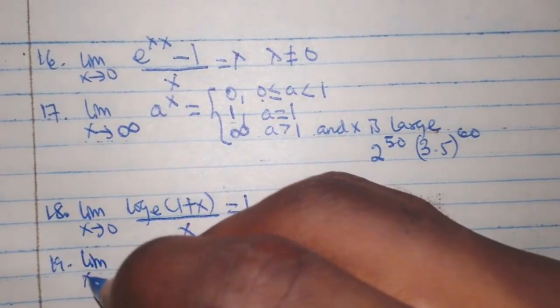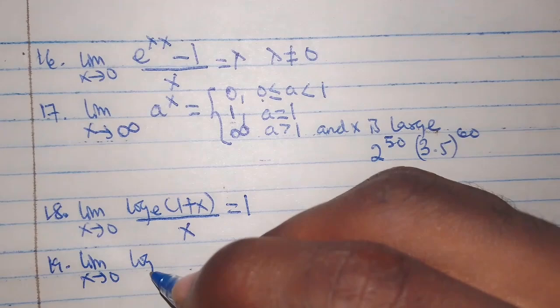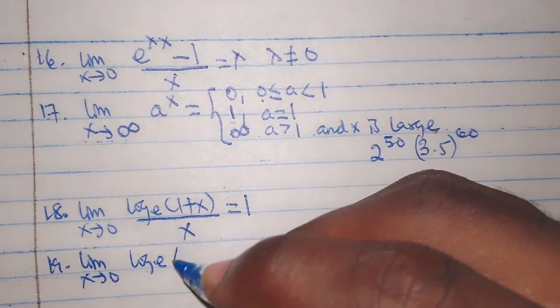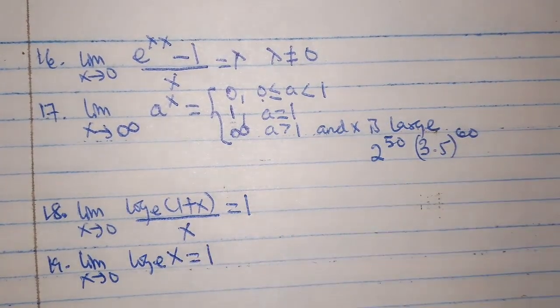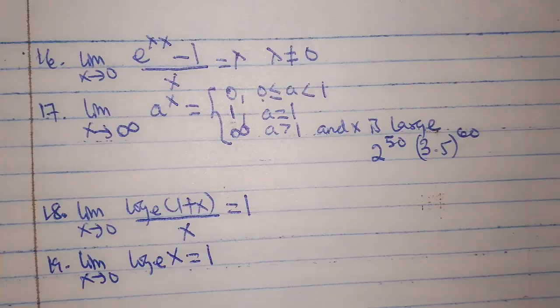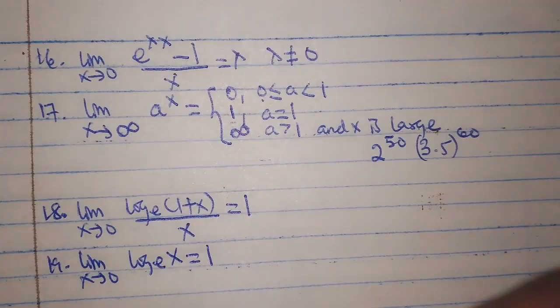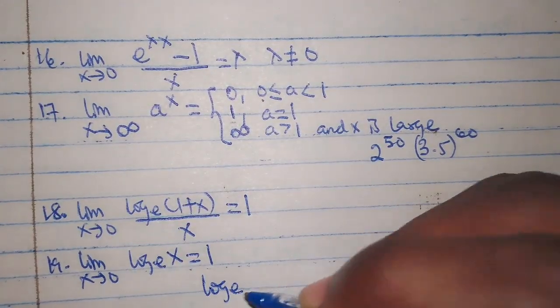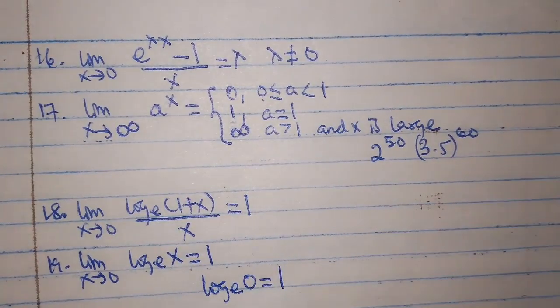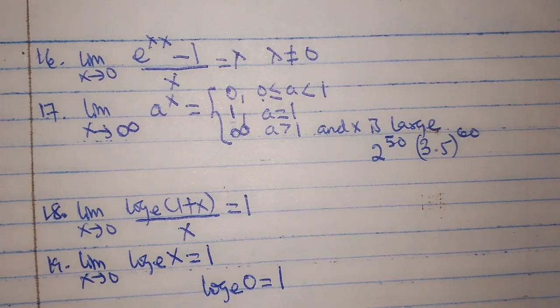we are saying the limit as x approaches 0 of log to the base e of x is equal to 1. Now you know that log 0 is 1, right? That's what it means. So this is practically log to the base e of 0, which is equal to 1. That's what it practically is.